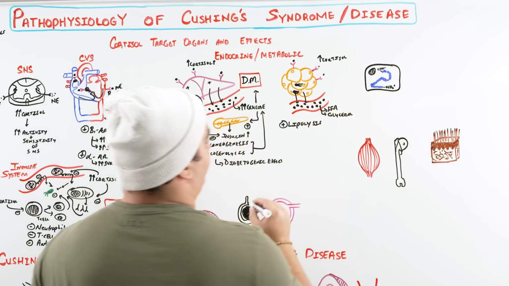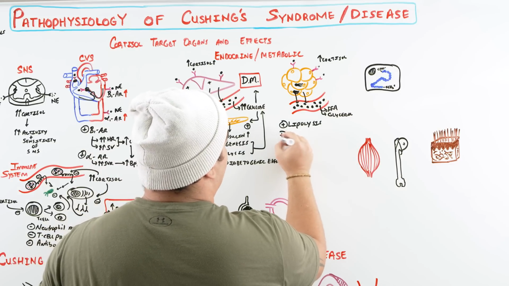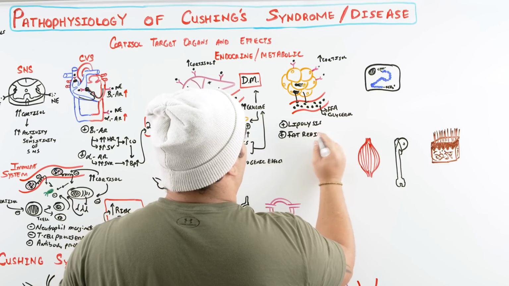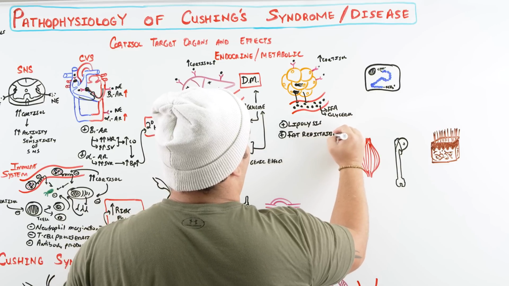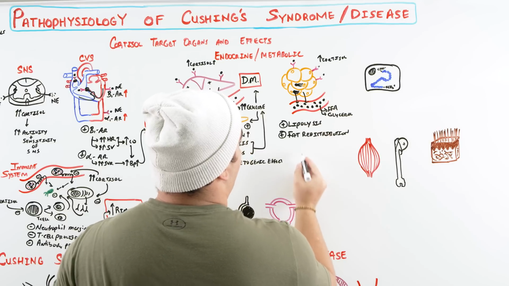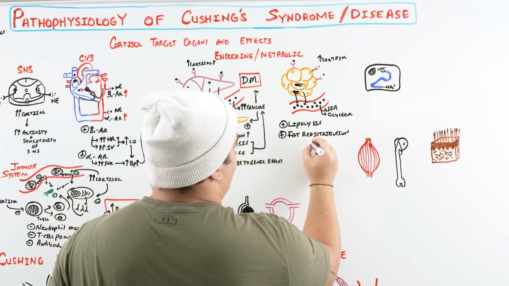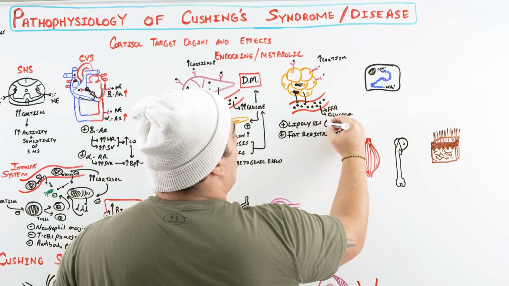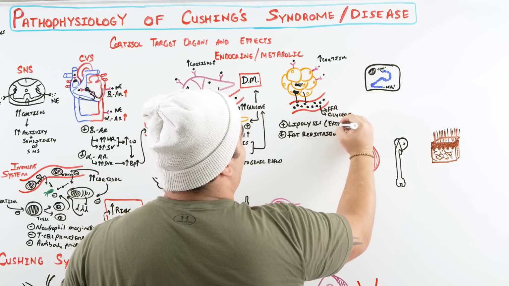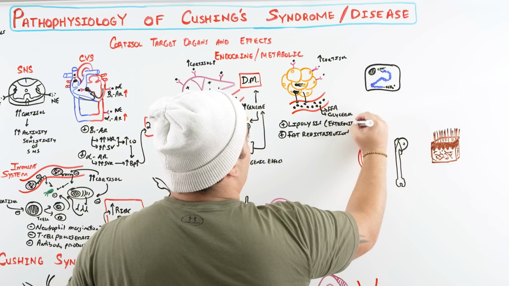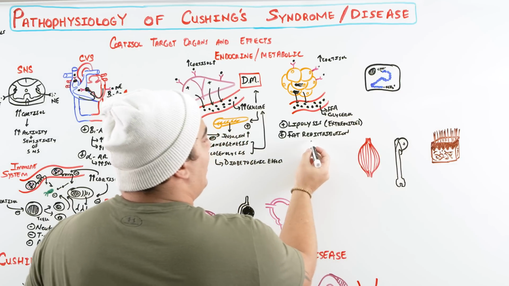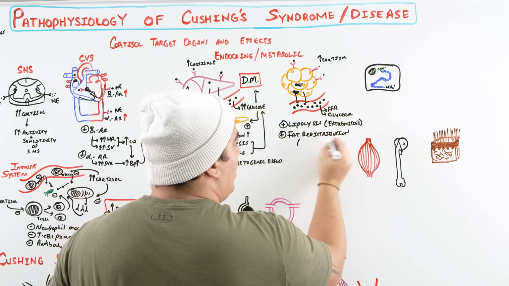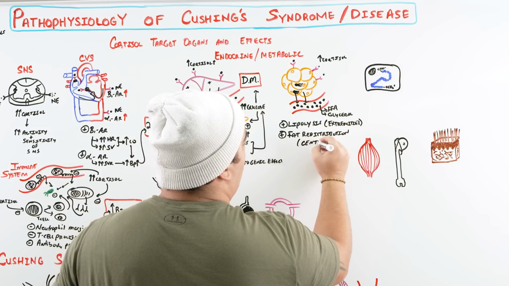But here is the problem. Not only does it stimulate lipolysis, it stimulates fat redistribution. And this is where it becomes a problem pathologically. So if we have both of these, guess what happens? You break down fats from the periphery. So this is going to cause lipolysis of the, let's say, extremities, just to make it easier. So you're going to break it down from the extremities, the peripheral tissues, and then you're going to redistribute the fat. You're going to take these free fatty acids and glycerol and distribute them to the central part of the body.